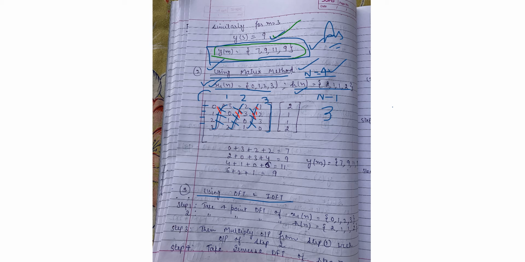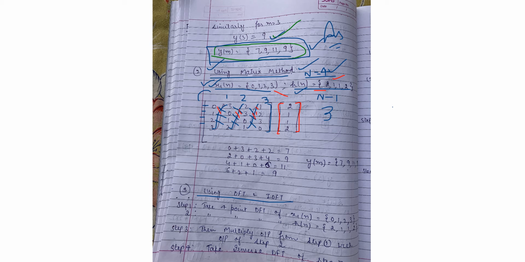Any sequence, 0, 1, 2, 3 or 2, 1, 1, 2, it doesn't matter. You can consider this sequence or you can consider that sequence. So the values are here. Write the second matrix 2, 1, 1, 2, this one. If you rotate this matrix, then write here x1 of n.